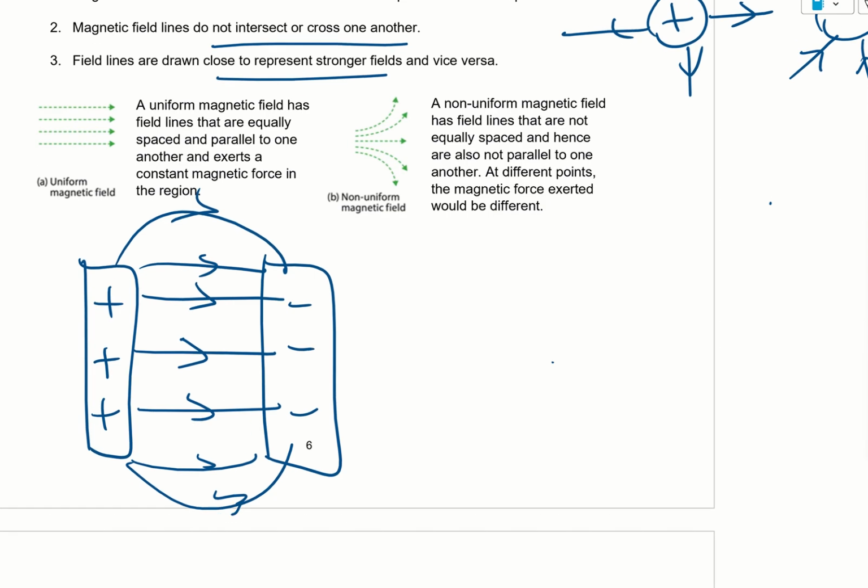So a non-uniform magnetic field has field lines that are not equally spaced, and hence they are not parallel to one another. Okay, so at different points, the magnetic force exerted will be different. Here the field lines are closer together, therefore we have a stronger magnetic field strength over here. But because over here they are more spaced out, it is weaker. And it is understandable because the further away you are from the pole, the weaker the magnetic field strength.